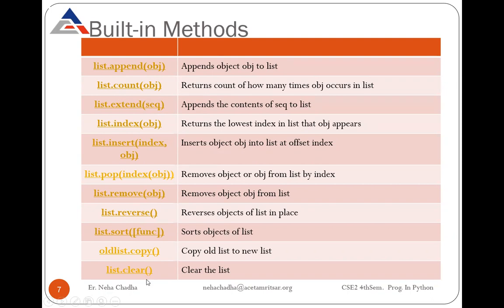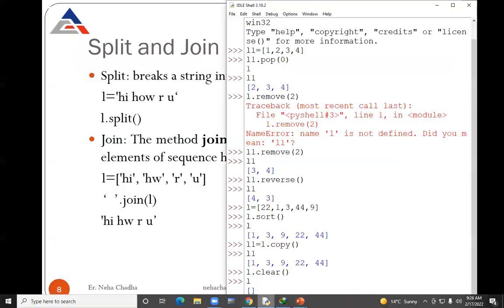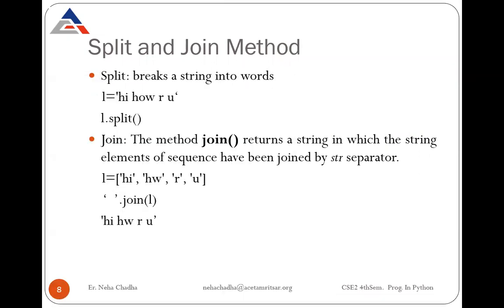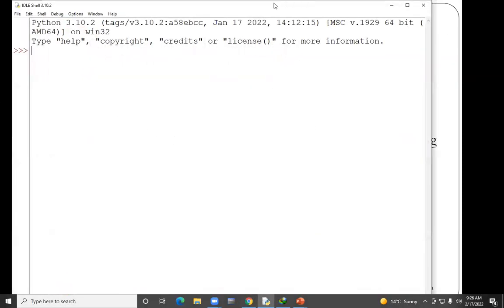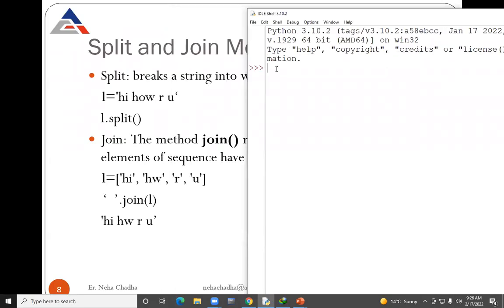then clear. Okay. Then the split and join methods in your list. How can you use split and join in your list? Let's take an example over here. Here I will open IDLE again. These are very interesting methods. I will use the same example over here: "Hi, how are you?" If you consider this, it is a string over here.